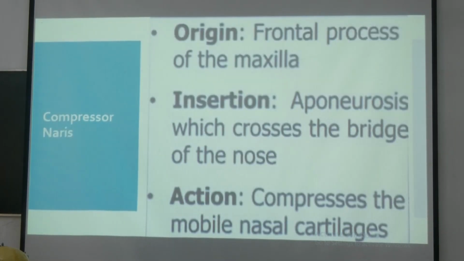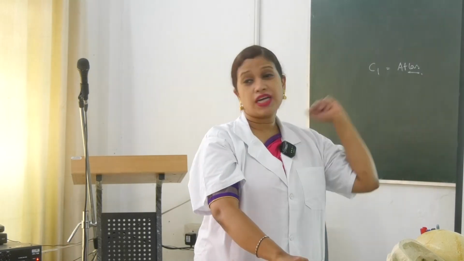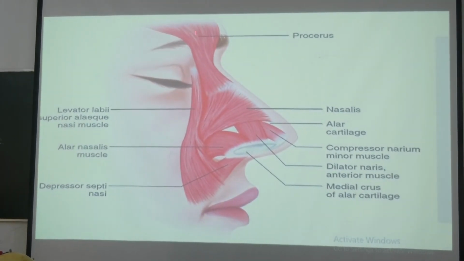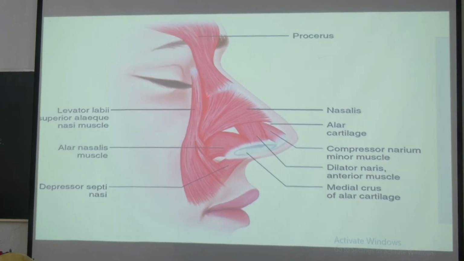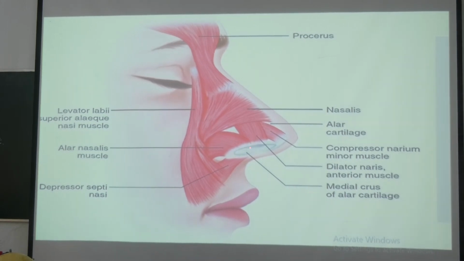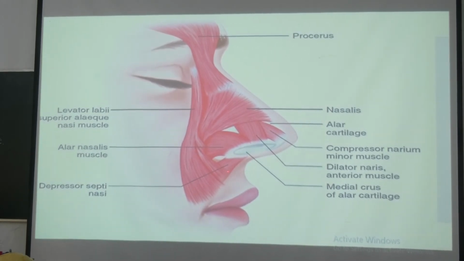Now compressor nares, these are not that important. If you remember the names for your undergraduate level, that is enough, but in detail you have to study occipitofrontalis, then orbicularis oculi and also the buccinator. Please prepare short notes on these three. Just see the picture, I am skipping the slides. First one is the procerus, this is the nasalis, this is the dilator nares, this is the compressor nares, and this is the depressor septi.